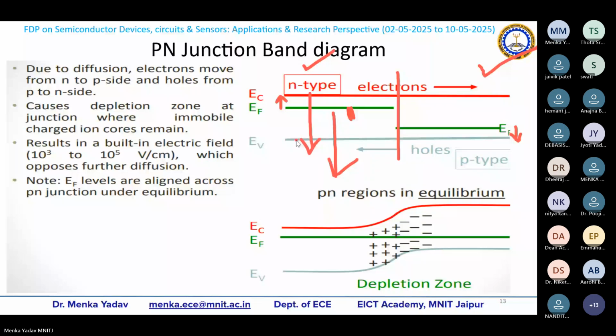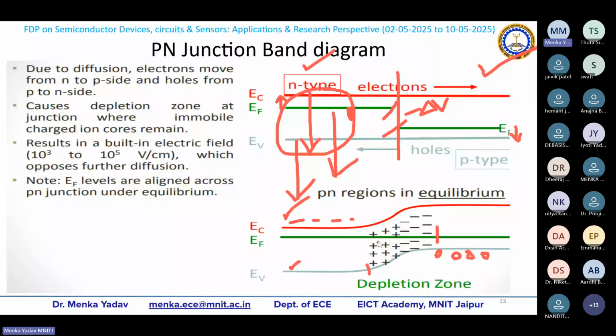So this complete structure is brought down. How much do we have to bring it down? Let's say this is delta V. So we have to bring it down by delta V. These are getting shifted by delta E. In the same proportion, the EC and EV are being shifted, right? So here you have ample electrons, and here you have ample holes, right? And these are the ions, positive ions and negative ions. So this particular region is being depleted.